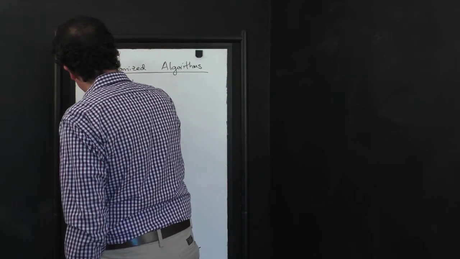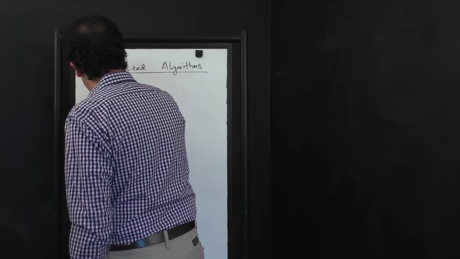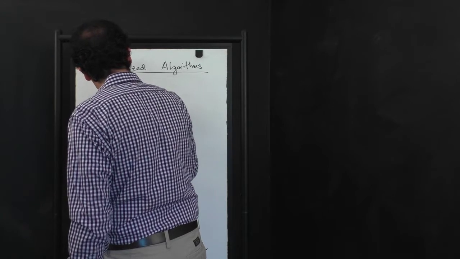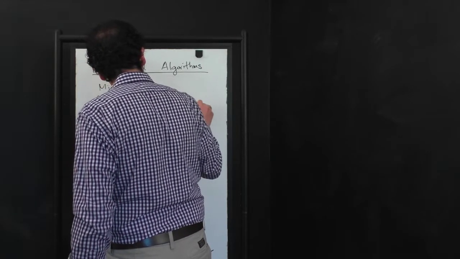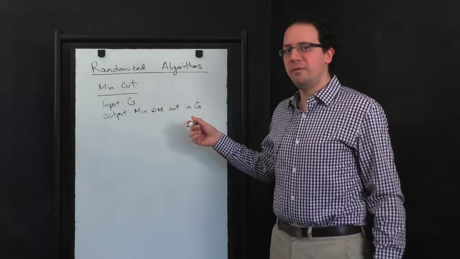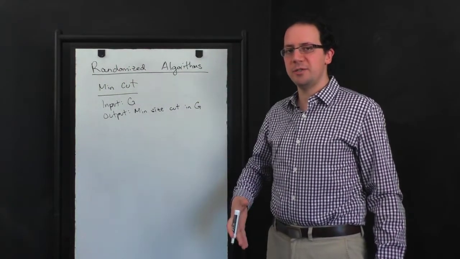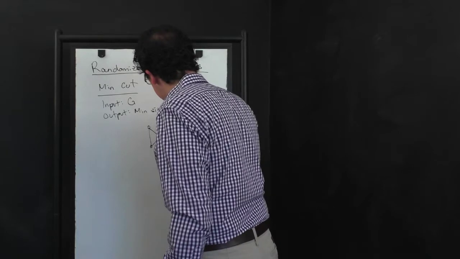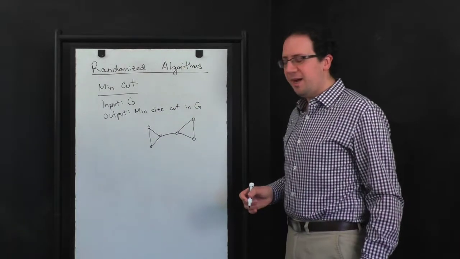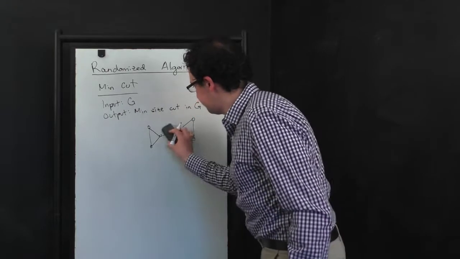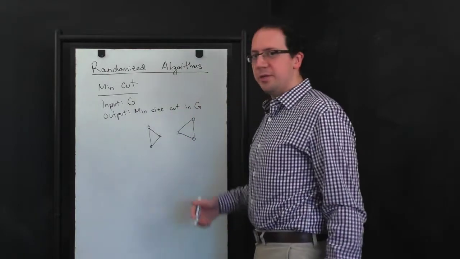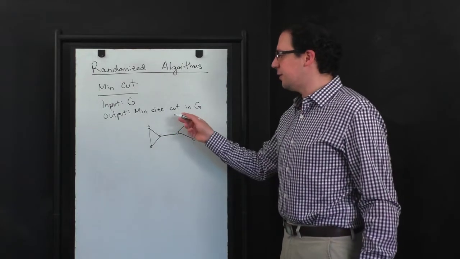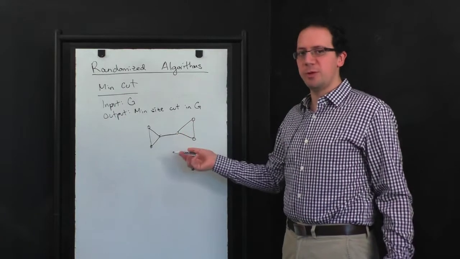So the input here is a graph, and the output is the minimum size cut in G, where a cut in a graph is a set of edges where when you remove those edges, the graph becomes disconnected. So for example, if this is our graph, if we remove this edge, then the graph becomes disconnected. Okay. So in this case, the minimum cut is this edge and it has size 1. And if there's more than one minimum cut, we don't care which one you output.